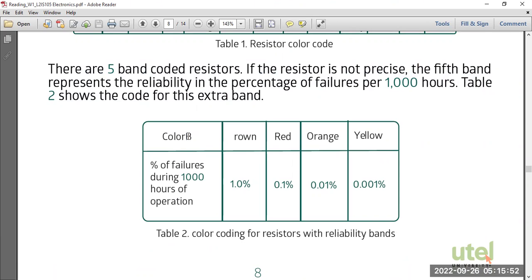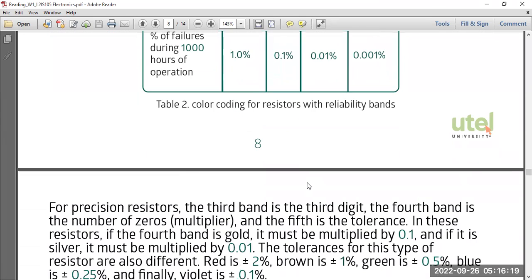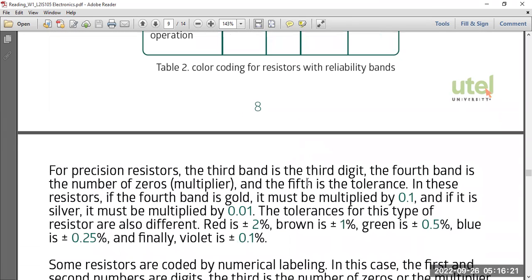This B is again misprinted over here. It should be like here. It's brown, red, orange, and yellow. Now, if colors are like this, the brown color means it is 1% of failure during 1000 hours of operation. Red is 0.1%, orange is 0.01%, and yellow is 0.001%. So now I will give you another open class question.